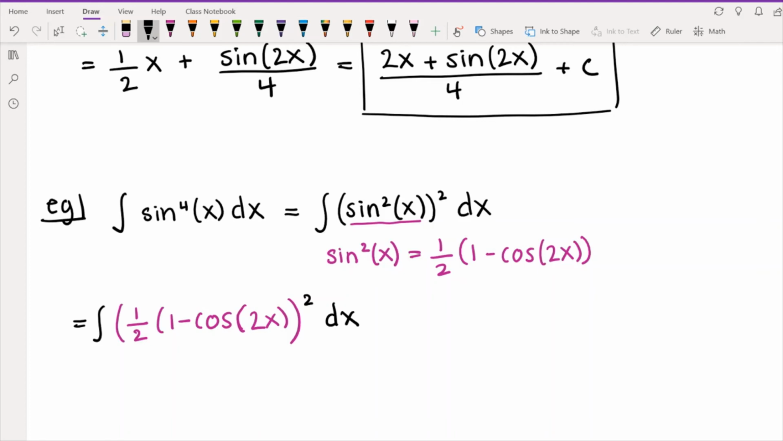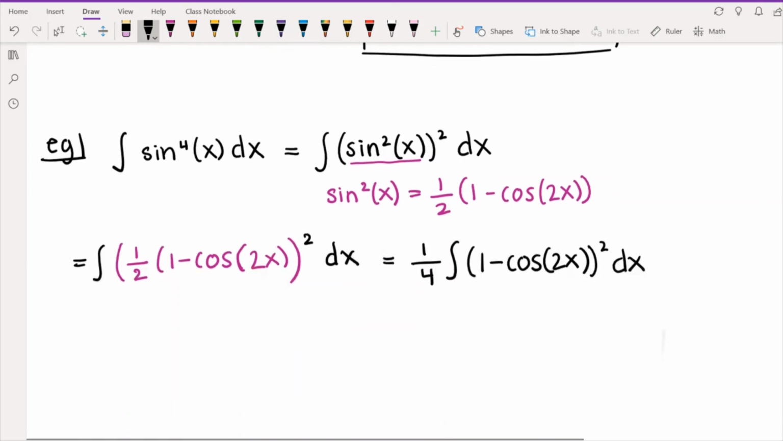So we're going to actually FOIL this out and multiply it out, but let's actually get rid of this 1/2 first. So 1/2 squared is 1/4. So we can just bring that 1/4 to the outside of the integral. And now we're just left with 1 minus cosine of 2x squared.